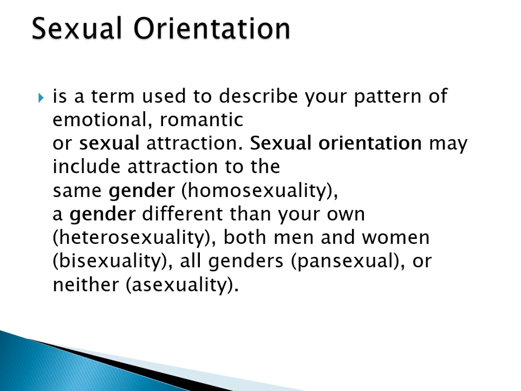Next is sexual orientation. This is a term used to describe your pattern of emotional, romantic, or sexual attraction. Sexual orientation may include attraction to the same gender, or what we call homosexuality, a gender different than your own, or heterosexuality, both men and women, bisexuality, all genders, pansexual, or neither. Like most minority groups, homosexuals and bisexuals are vulnerable to prejudice and discrimination from the majority group. They may experience hatred from others because of their sexuality. Many continue to hold negative feelings toward those with non-heterosexual orientation and will discriminate against people who have them or are thought to have them.